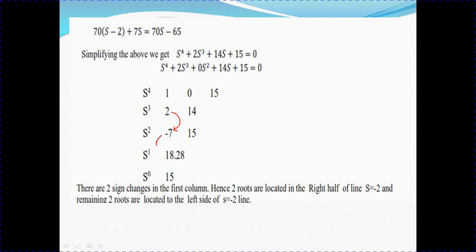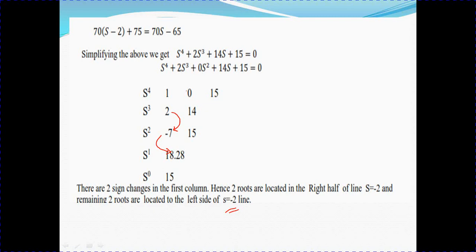Here you can see two sign changes are there, from positive to negative here. Similarly, one more sign change is there, from negative to positive. So the number of sign changes in the newly formed characteristic equation with s shifted by minus 2 is 2. What does that mean? That means two roots are located to the right side of s equal to minus 2, and the remaining two roots will be located on the left hand side of the s equal to minus 2 line.